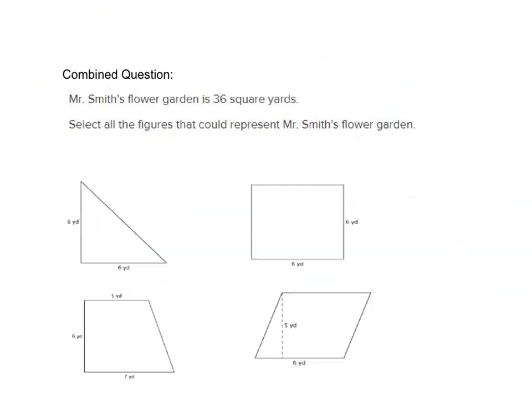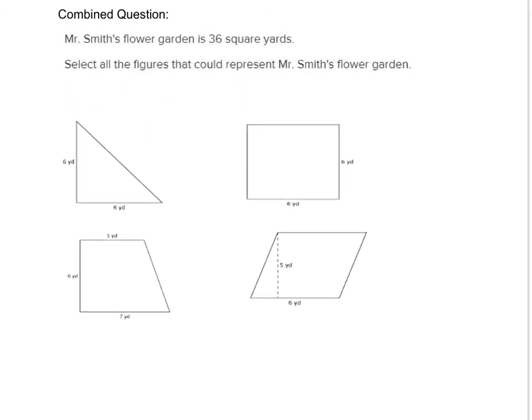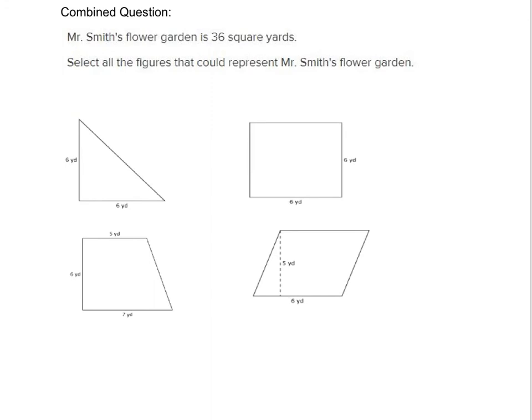Okay, and now the last one. What you're going to look at here: Mr. Smith's flower garden is 36 square yards in area. That's the area, 36 square yards. Select all figures that could represent Mr. Smith's garden. For Mr. Smith's garden, it has to be 36 square yards. So whatever ones have 36 square yards as their area, they're the ones.